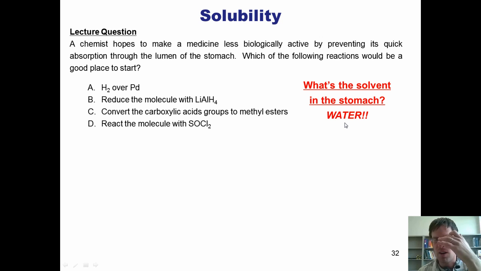Does that make sense? In our bodies, we are composed of a huge percentage of water. Thus, when we're talking about making things more or less soluble in our bodies, what we're talking about is trying to make them more or less soluble in water. So we look at each of these four reactions and ask ourselves, which of these reactions actually make something more or less soluble? In this particular case, this chemist wants to make something less biologically active by making it less soluble, less able to absorb through the lumen of the stomach.